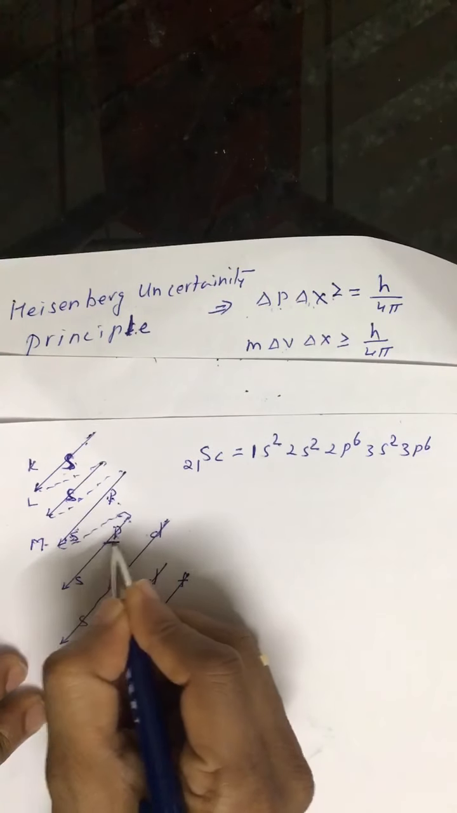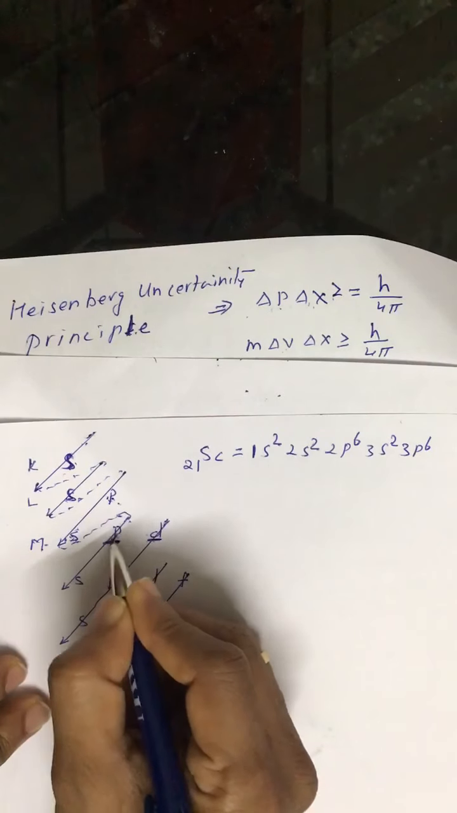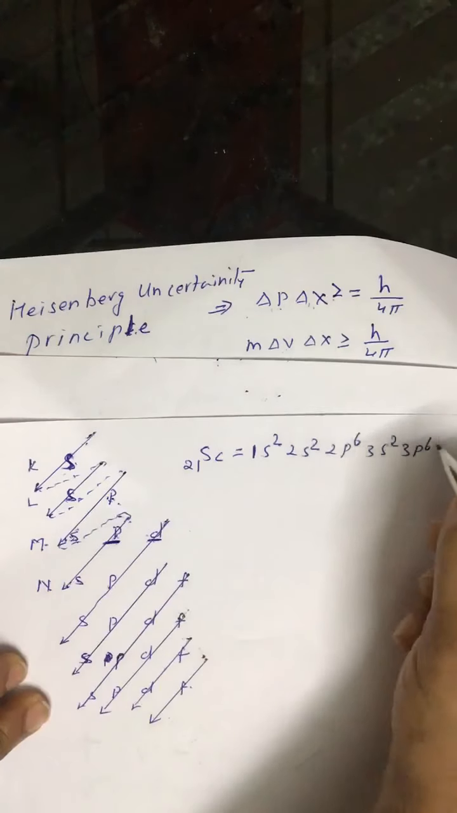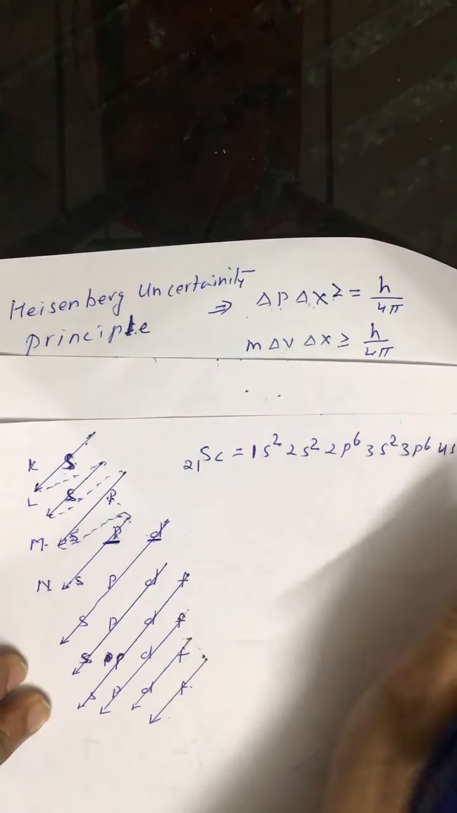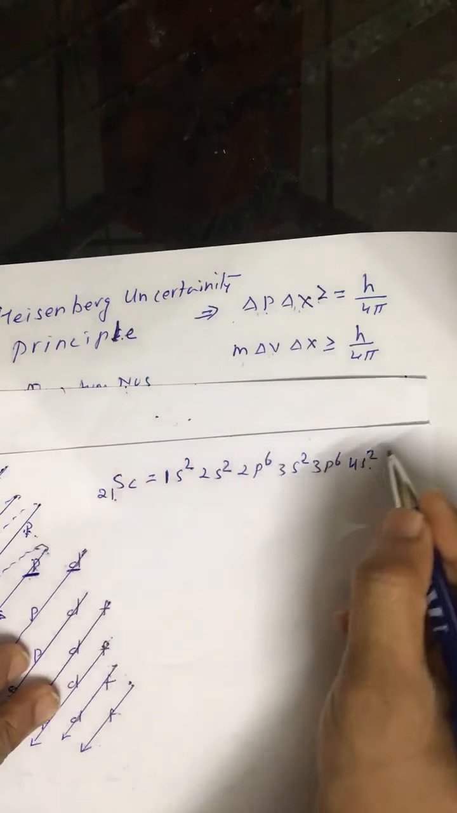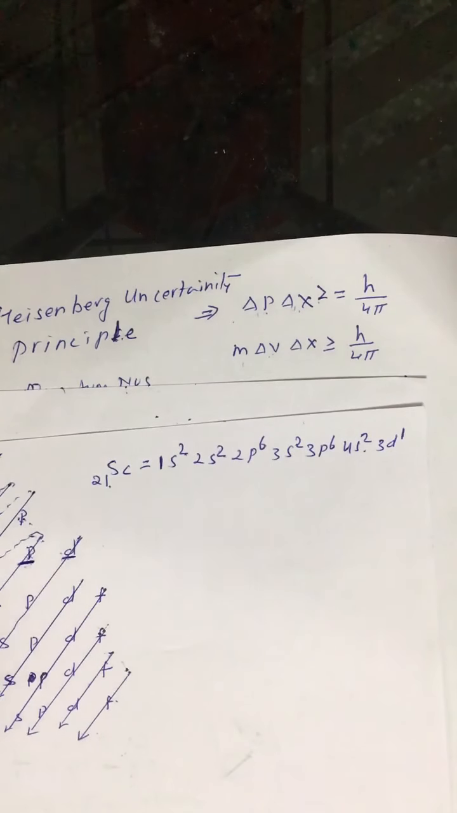Now you should be careful. After 3p, electrons will not move to 3d. Rather, they will go to 4s first. So it is written 4s2, and till now 20 electrons are accommodated. Now we are left with only 1 electron, so it will go to 3d1. This is how the electronic configuration is written.